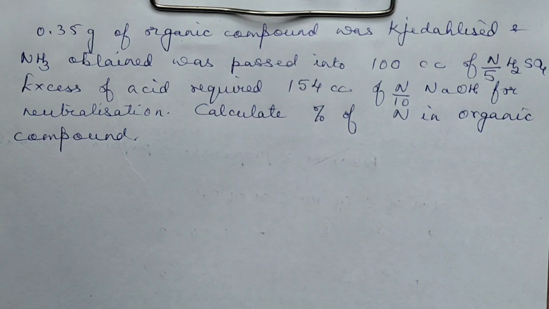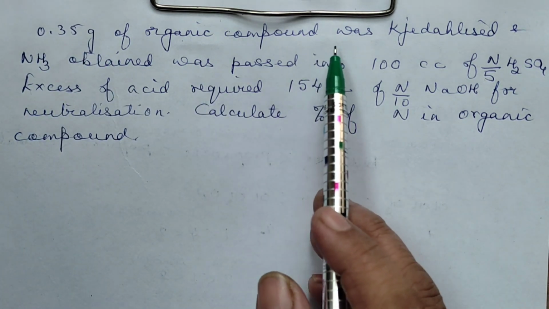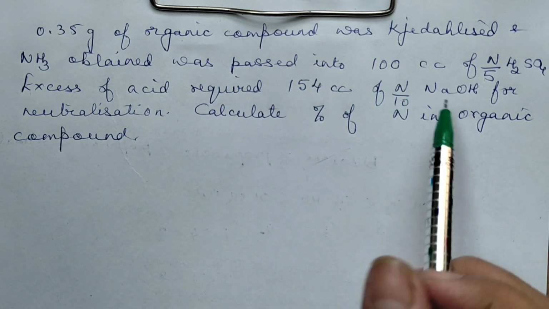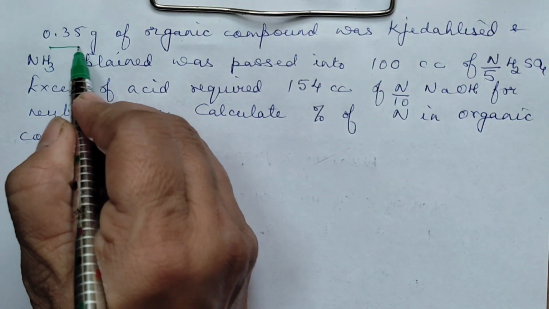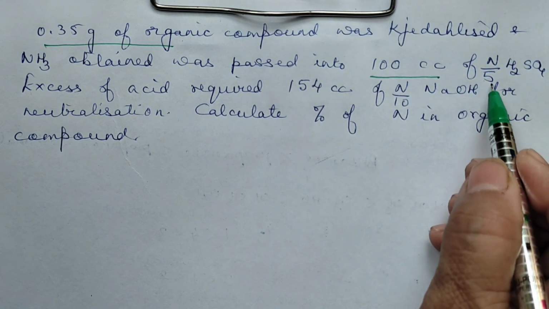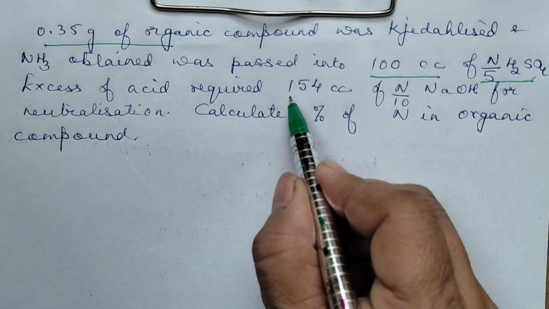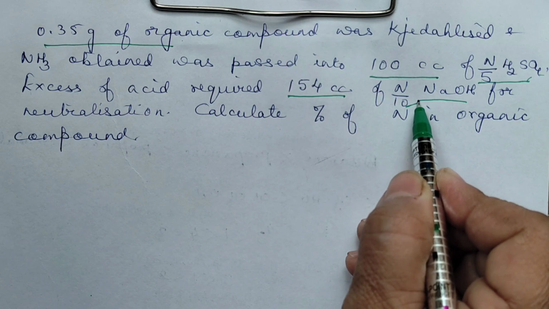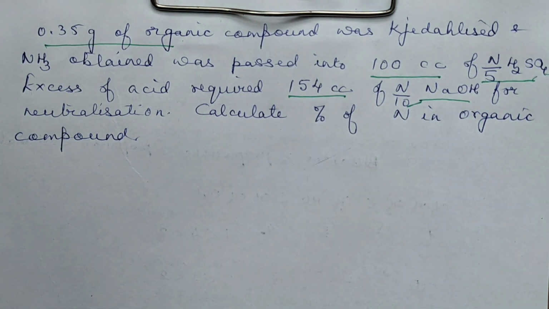Here is the question. 0.35 grams of organic compound is Kjeldahlized and ammonia obtained is passed through 100 cc of N by 5. That means this is the weight of organic compound given. This is the total volume of sulfuric acid with this much normality of sulfuric acid is given. And it requires this much volume and the normality of NaOH. That is also given to us. And for neutralization, you are asked to calculate the percentage.